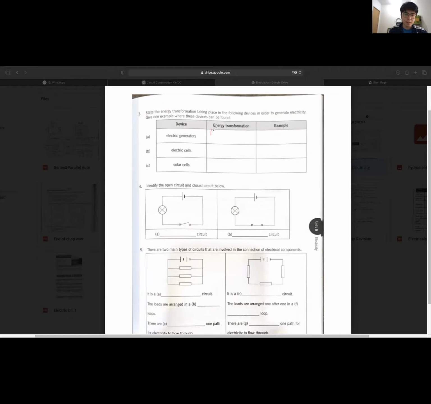Okay, 3A, electric generator: kinetic energy to electrical. Chemical. Okay, finished.